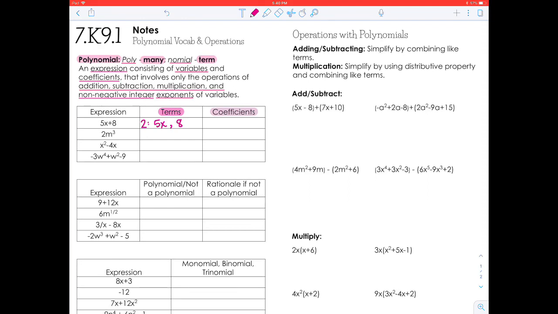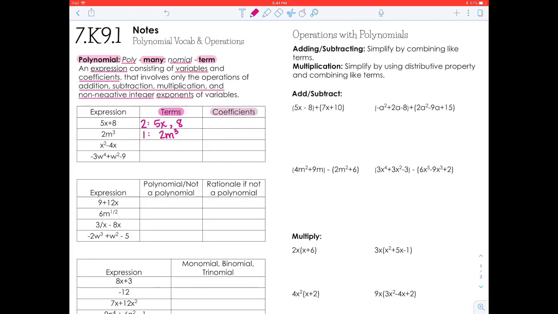The next one, we have 2m cubed. That's to the third power, or you might also hear that as cubed. That's all one number. 2 times m cubed, that's one term together. So this is only one term of 2m cubed. Okay, terms are separated by addition and subtraction. Multiplication does not separate terms. That actually keeps the term together.